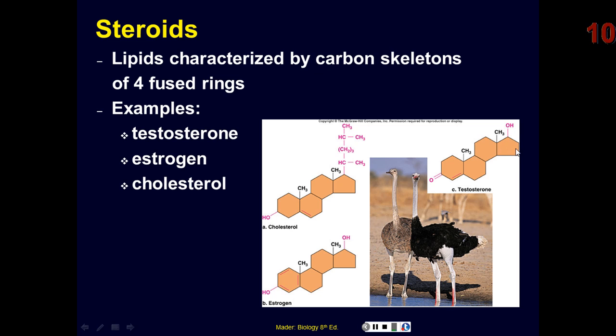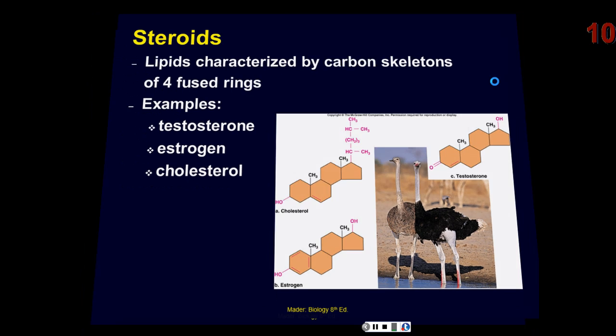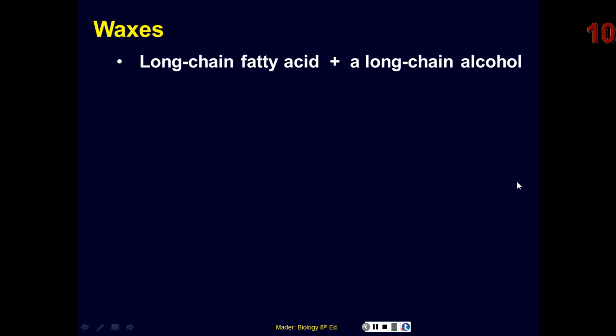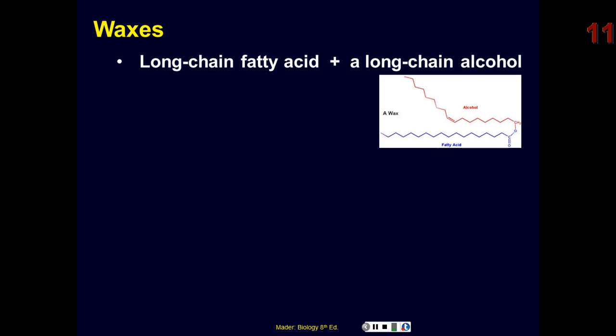And notice that this is a carbon ring. This is a carbon ring. Each one of these little points would be a carbon atom. So a steroid is defined as carbon skeletons of 4 fused rings. Our last lipid is called a wax. And most of you know what waxes are or where they're found. Molecularly, a wax is a long-chain fatty acid, which you're familiar with, and a long-chain alcohol. And it would look something like this as far as its structure goes.